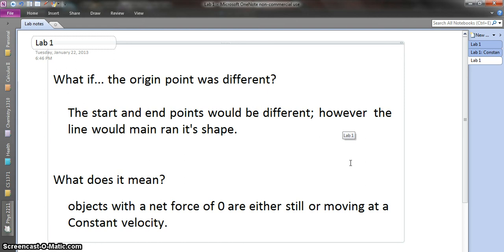What does this all mean? That objects with a net force of 0 are either moving at a constant velocity, or they are staying still.